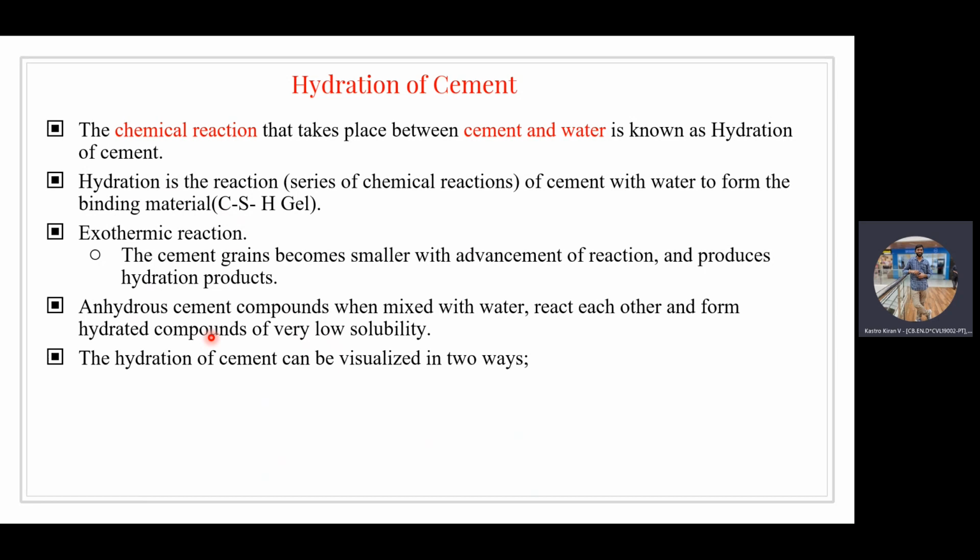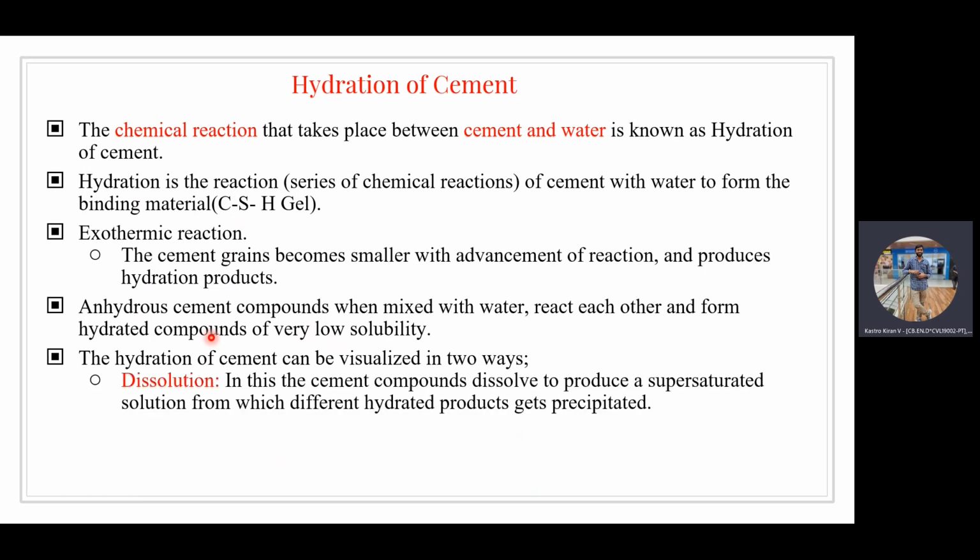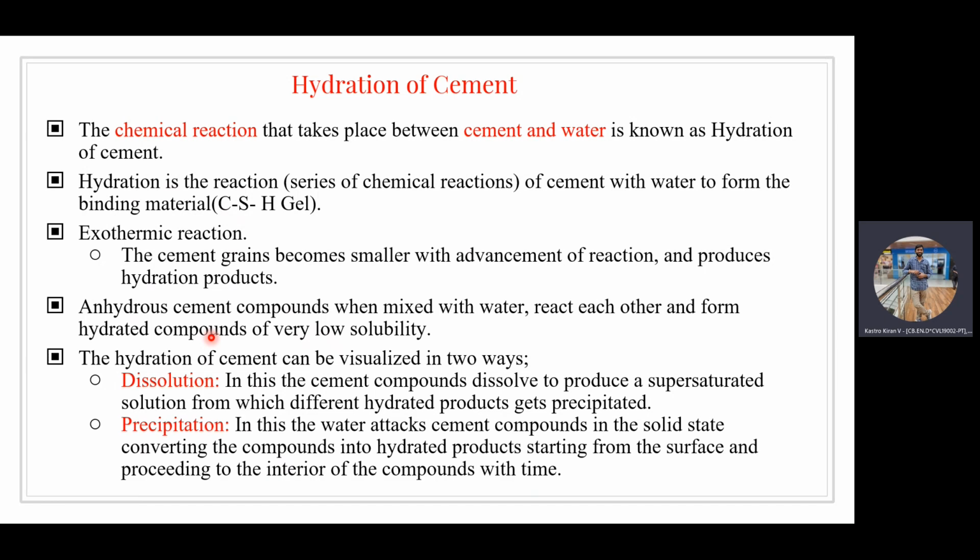Because of these, the hydration of cement can be visualized in two different ways. The first one is called dissolution, and the second one is called precipitation. Now, what are dissolution and precipitation? In the dissolution process, all the cement compounds that are available dissolve in the water, and with this dissolution, they produce a supersaturated solution.